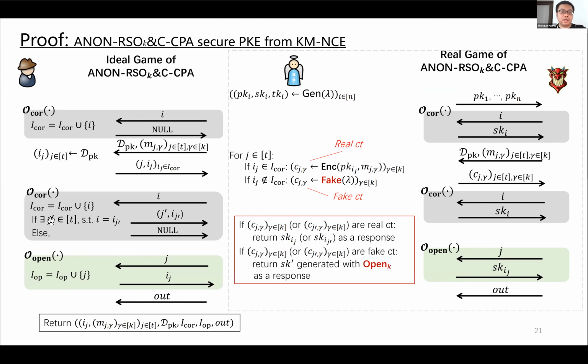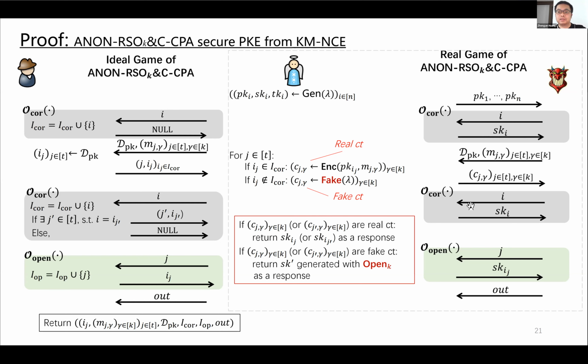This is the ideal game. And this is the construction of the simulator. The main idea of the construction of the simulator is that when generating the challenging ciphertext, for each J, if IJ has been corrupted, then generate the ciphertext with the encryption algorithm. If IJ has never been corrupted, then generate the ciphertext with the fake algorithm.